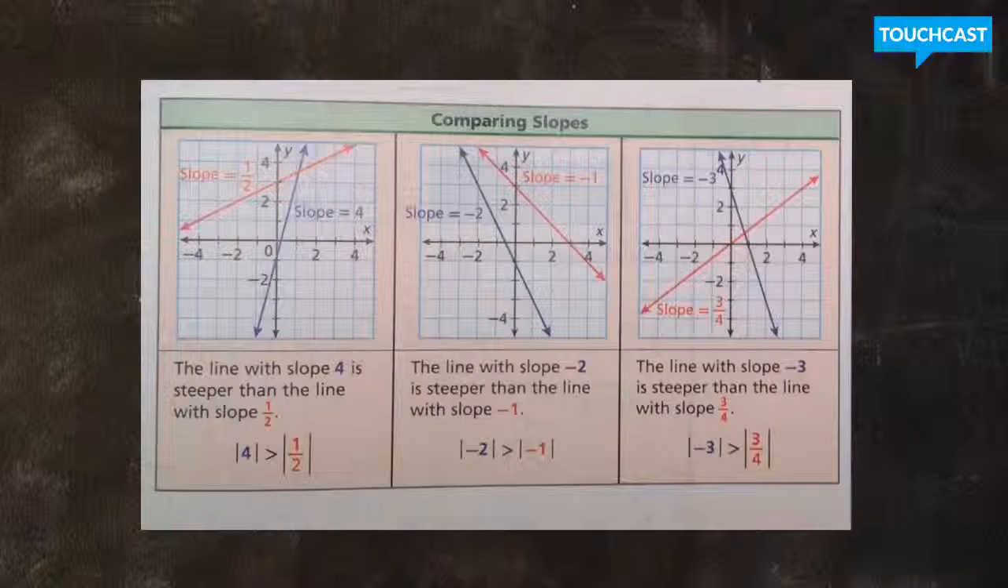Then we've got a final picture with 2 lines, and one of the lines has a slope of -3, and the other has a slope of 3/4. Well, because the absolute value of -3 is bigger than the absolute value of 3/4, the line whose slope is -3 is steeper. All right, that wraps up our lesson 5.3, rate of change in slope.